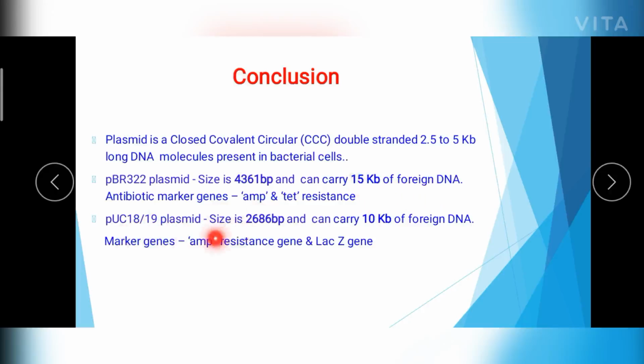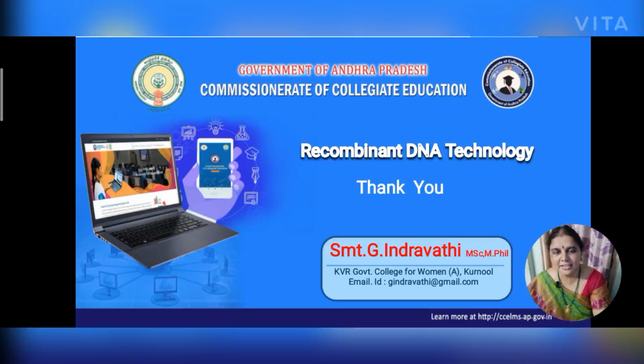Whereas the pUC19 plasmid is of size 2.6 kb, and it can carry up to 10 kb of foreign DNA. This plasmid exhibits high copy number, and two types of markers are present, the ampicillin resistance gene and the LacZ gene. Because of the high copy number and small size, pUC plasmids are more preferred in gene cloning experiments. With this, I conclude the session. Hope you enjoyed learning this session.